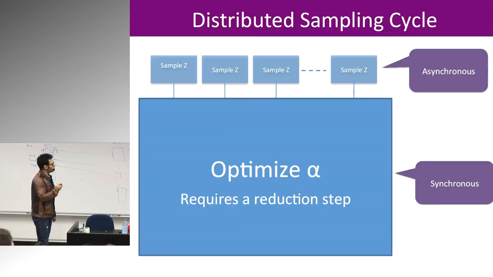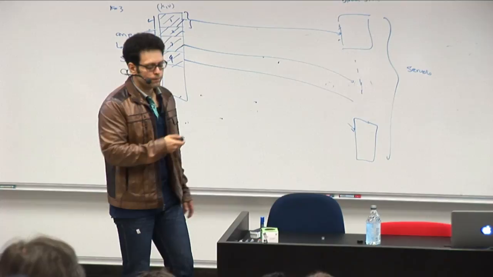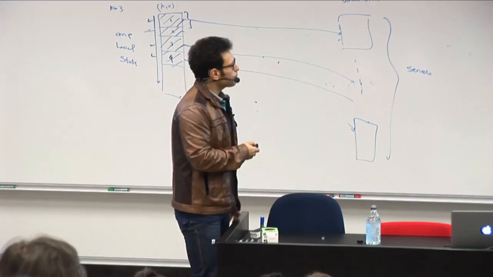So the architecture will look like that. In the first stage, each client will sample. After that, it reaches a barrier. In order to optimize alpha, each client writes the sufficient statistics needed, which depend on how many unique topics appear in each document in this case. I think in two days, when we talk about Bayesian nonparametrics, you'll hear about this more. You compute some statistics, then you reach a barrier, and you write these statistics to the global state.